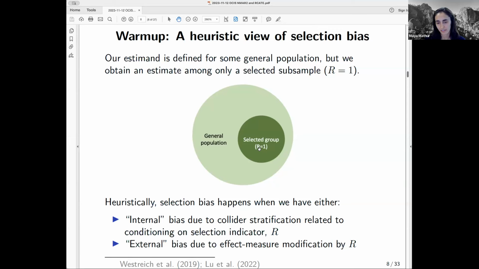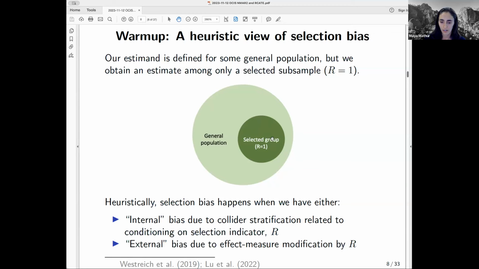Okay, then the second source is internal bias. And this is bias such that a naive estimate in the selected group is potentially biased even for the causal effect in that same group, because, for example, we have some kind of collider stratification that is related to conditioning on our selection indicator R.